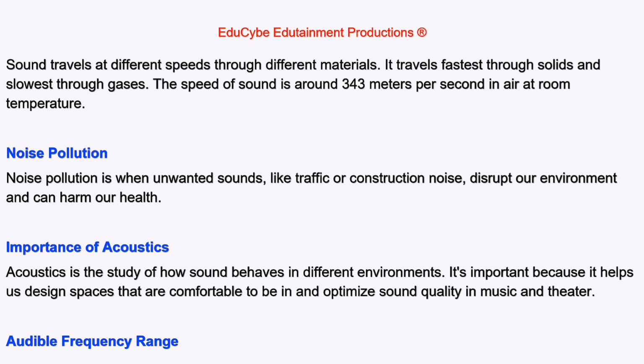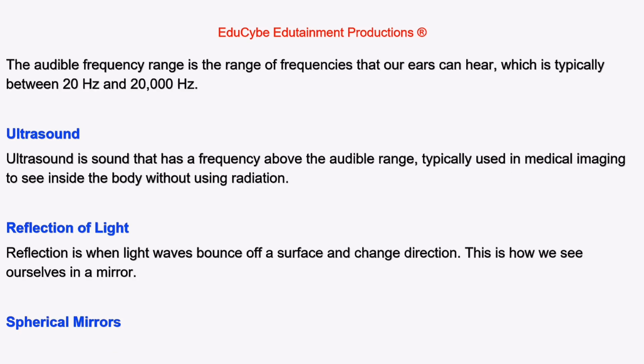Importance of acoustics. Acoustics is the study of how sound behaves in different environments. It's important because it helps us design spaces that are comfortable to be in and optimize sound quality in music and theater. Audible frequency range. The audible frequency range is the range of frequencies that our ears can hear, which is typically between 20 Hz and 20,000 Hz.